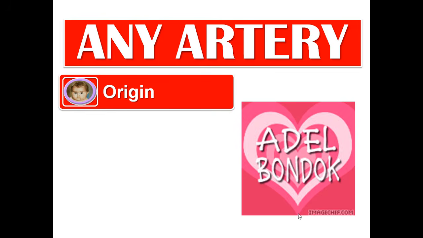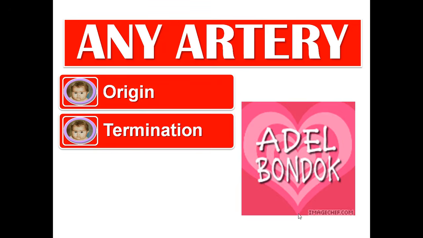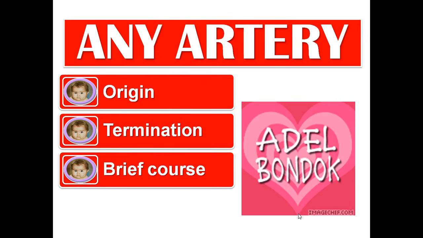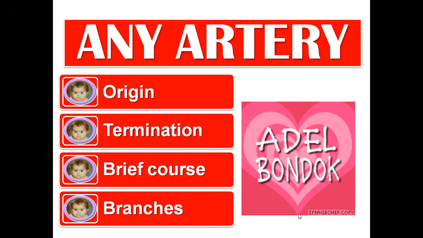Okay, reminding you that when talking about any artery, we should talk about the origin, where and how. We should talk about the termination, where it terminates and how it terminates, brief course or landmarks, and the branches. So let us start with the axillary artery according to these 4 points.